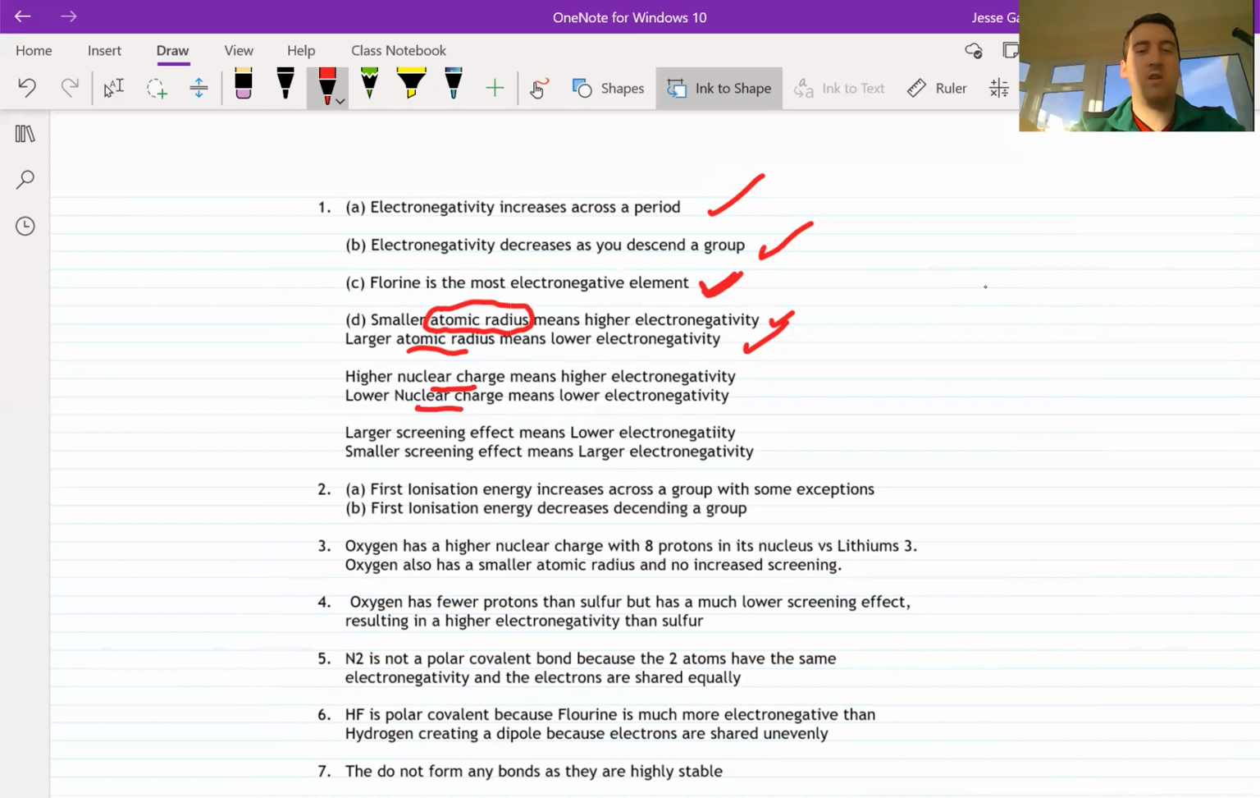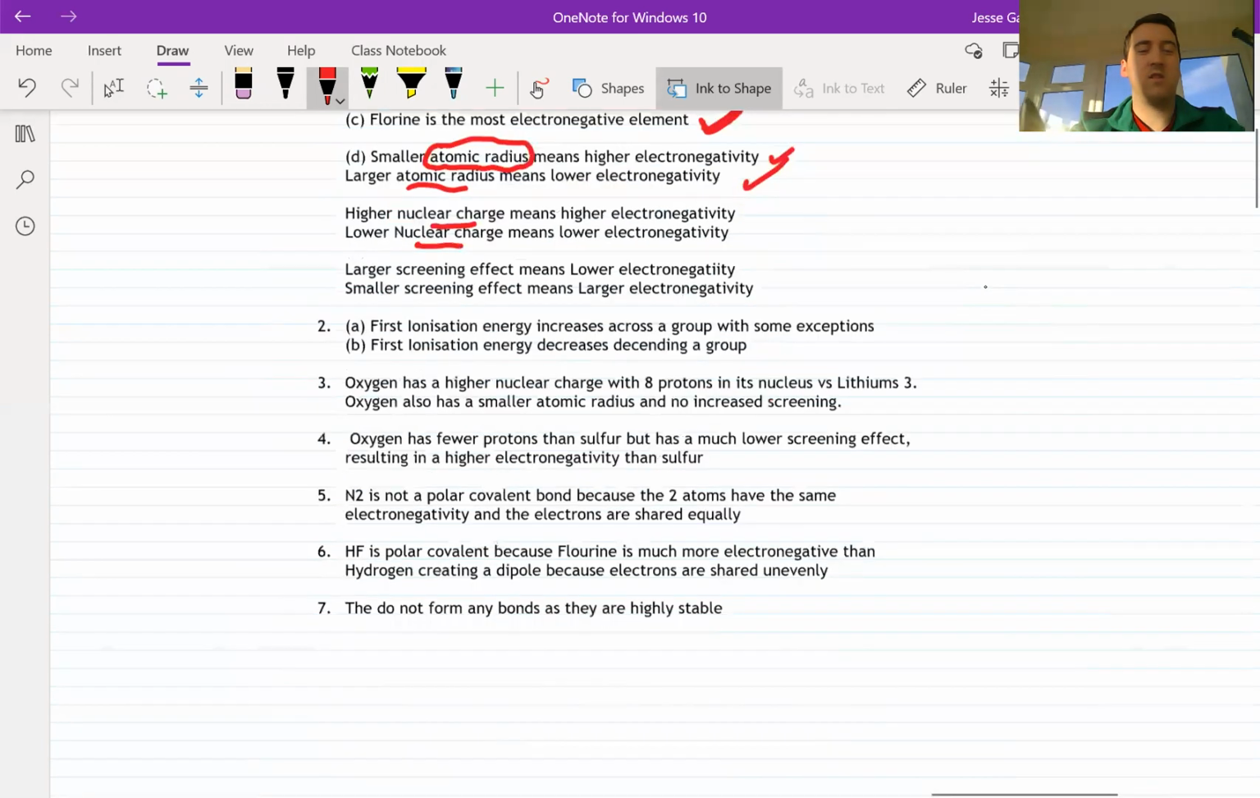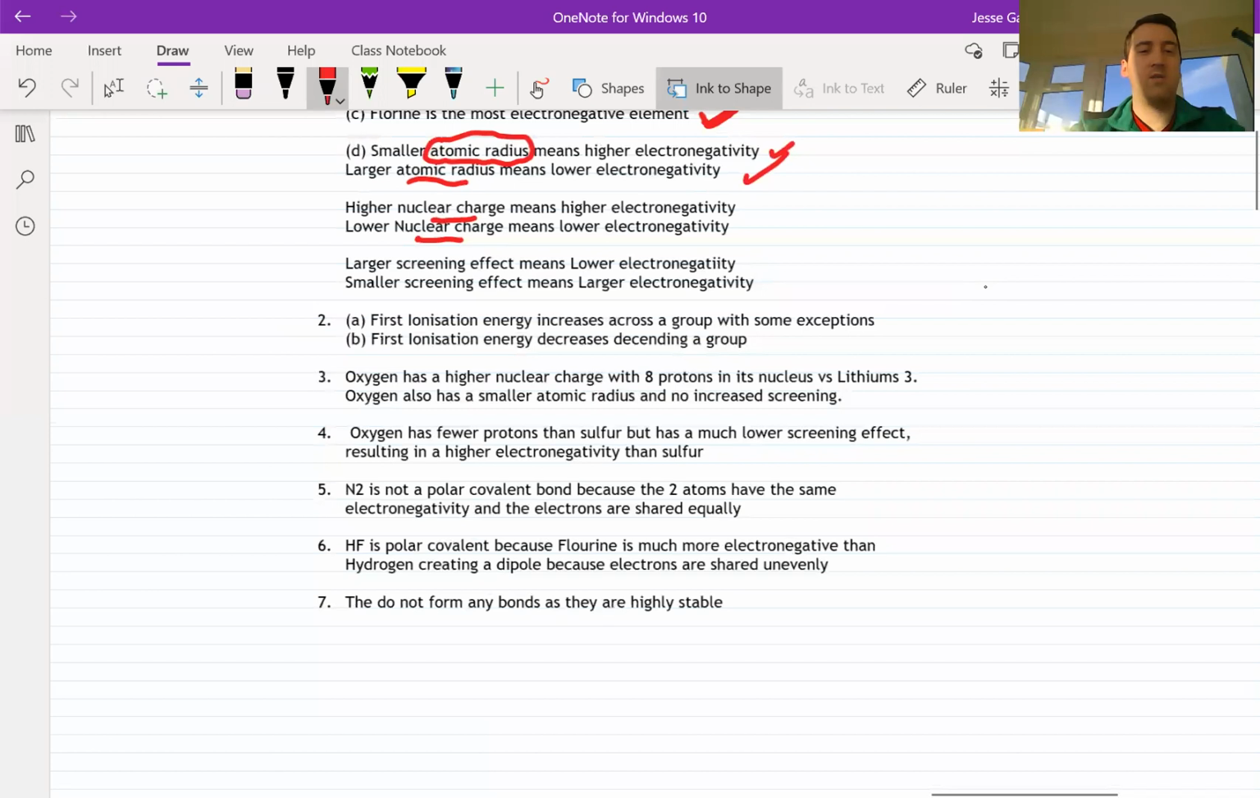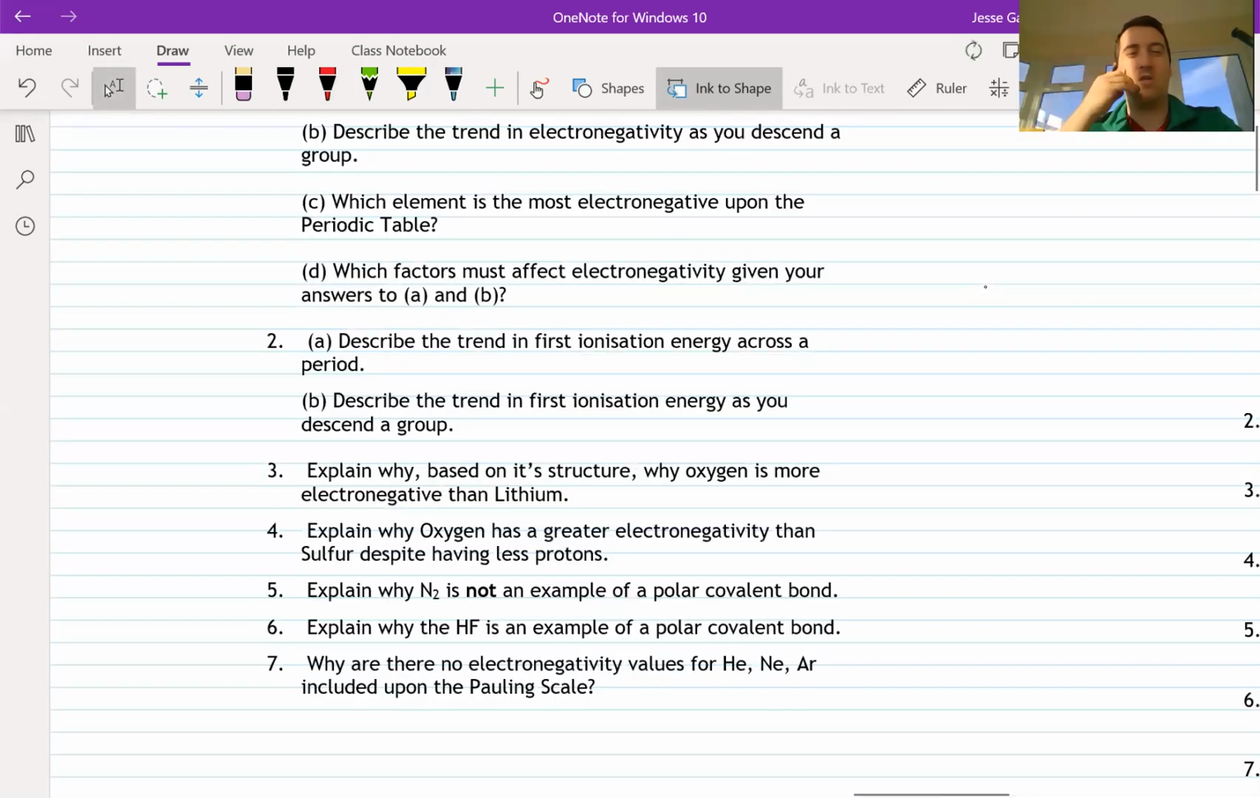If you didn't include nuclear charge in your answer, you should pause the video and do that now. And then you should also discuss screening. So the 3 factors you should discuss if you weren't able to get them first time are atomic radius, nuclear charge, and screening.